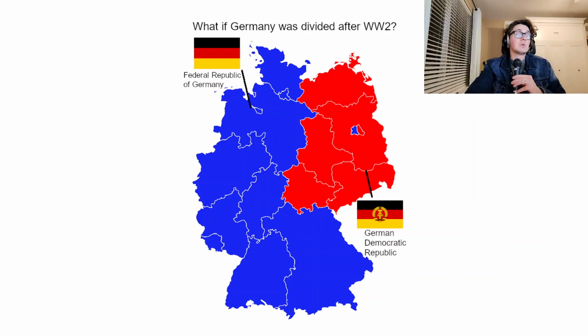This is what Germany is going to look like for almost 50 years. It's going to look like this until 1989 with the fall of the Berlin Wall.